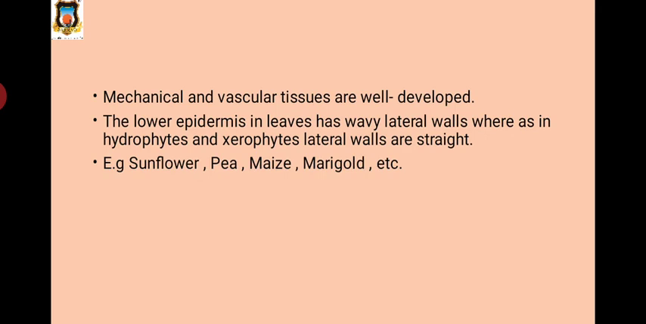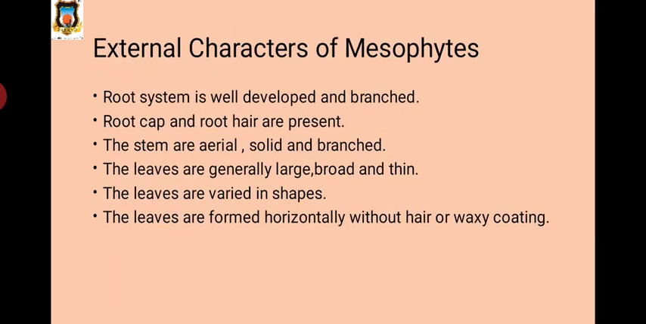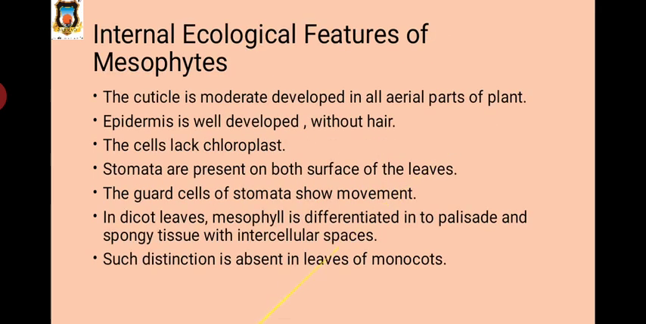Their external characters: the root system is very well developed, and root hairs are present. Their stems are branched and aerial. The leaves are generally large in size, but the shape of leaves varies from species to species. In internal structures, in the transverse section of root, stem, as well as leaves, cuticles are present. The epidermal layers are very well developed.